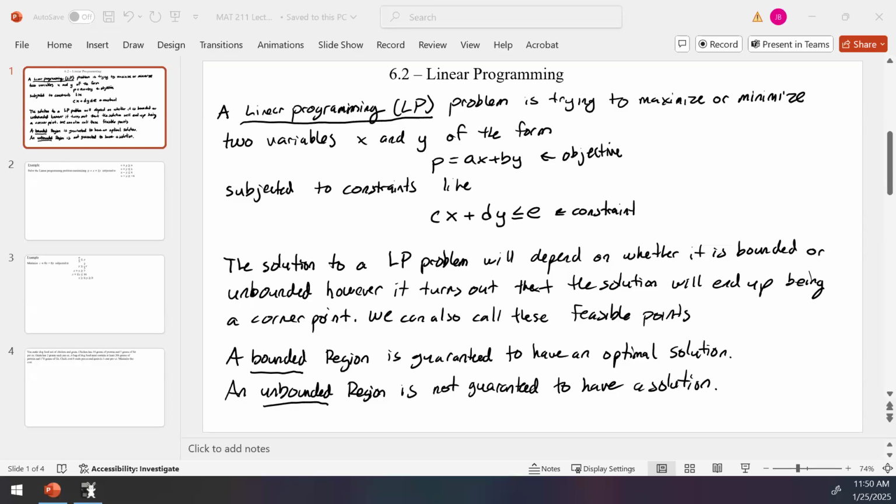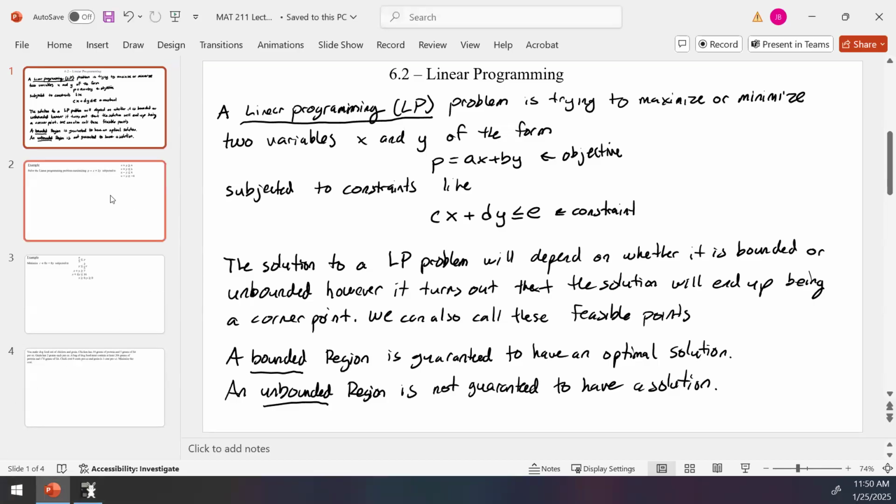And just to emphasize that one more time, the solution will never be inside of the region. It'll always lie on a corner. But not every corner point is an optimal solution. You can have more than one optimal solution, that is possible. But you'll never have to worry about the solution being inside of the region. It's either on the corner or there is none. So that's the nice thing about these.